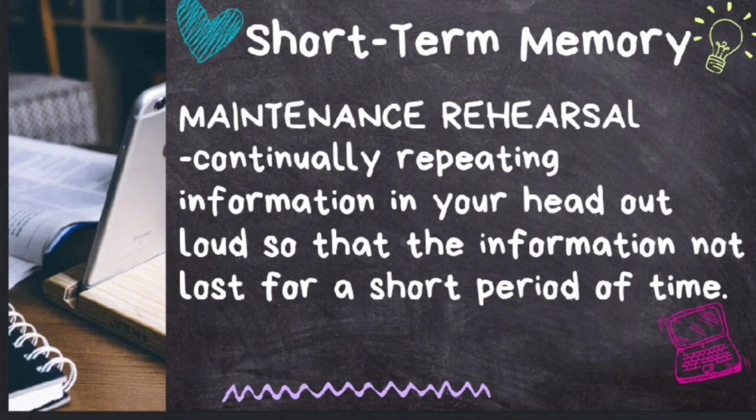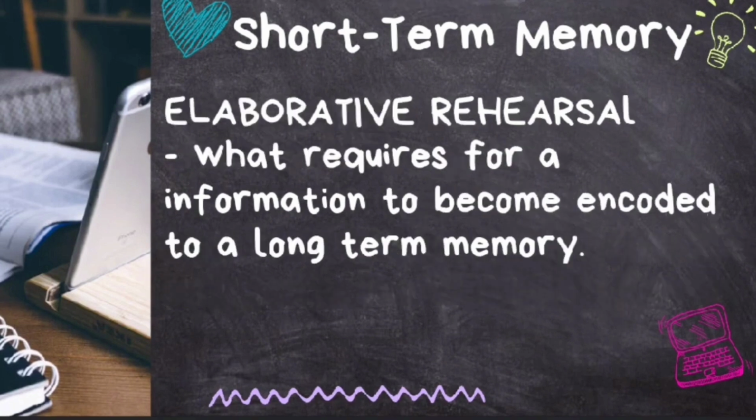For example, when we buy something in the market, we list all the products that we need and memorize them over and over again so that we are able to remember all of the products in case we lose the paper list that we are using. So that's it. When we say elaborative rehearsal, it is what is required for information to become encoded into long-term memory.